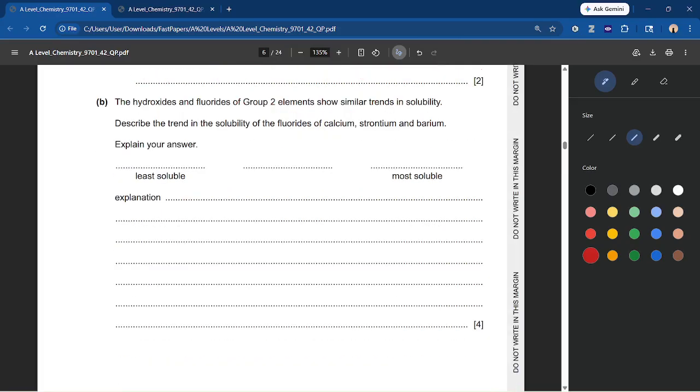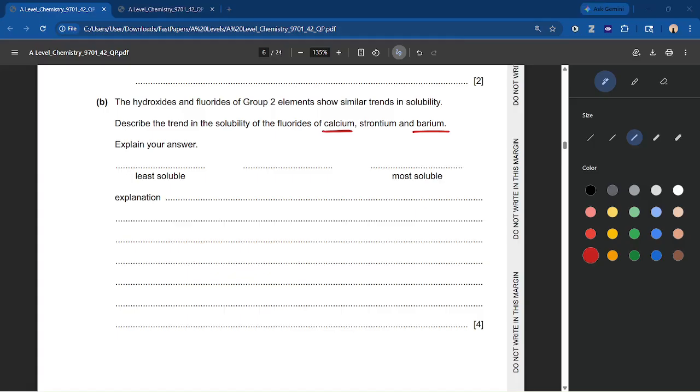The hydroxides and fluorides of group 2 elements show similar trends in solubility. Describe the trend in the solubility of the fluorides of calcium, strontium, and barium. So because we know that in terms of hydroxides, your calcium hydroxide is the least soluble and barium is the most soluble, it's going to become the same over here because they say that they show similar trends.